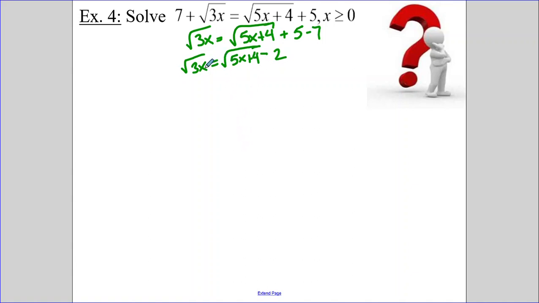Now, I have to square this because that's what we did in the last examples, and that's the only way to break this square root idea.